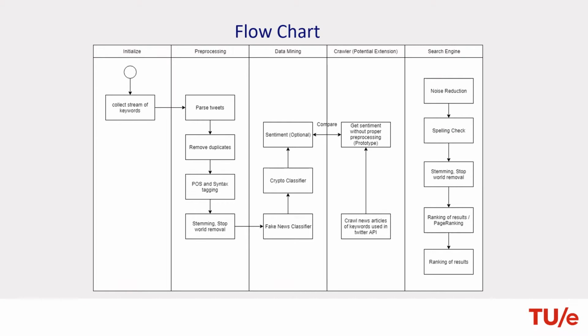The main procedure of our application is described in the flowchart. Initially, it just collects strings of keywords. Then we pre-process the data, such as parse tweets and remove duplicates. Then we mine the data and gather the results. There is a potential extension of this part. It's the crawler. It will crawl news articles of keywords using the Twitter API, then compare the results.